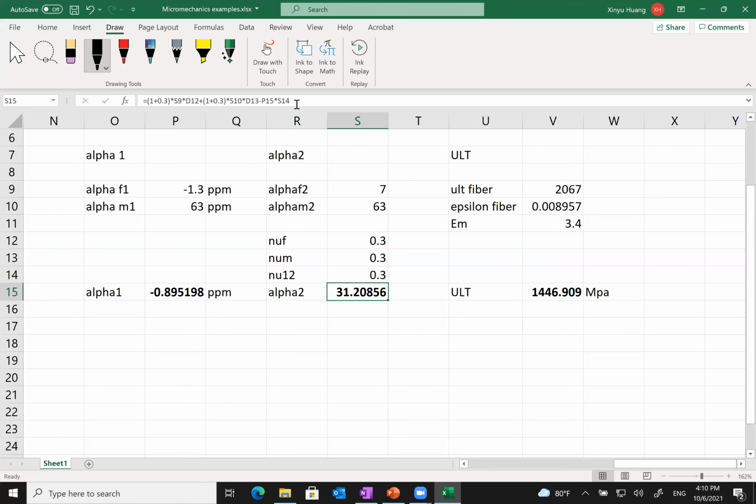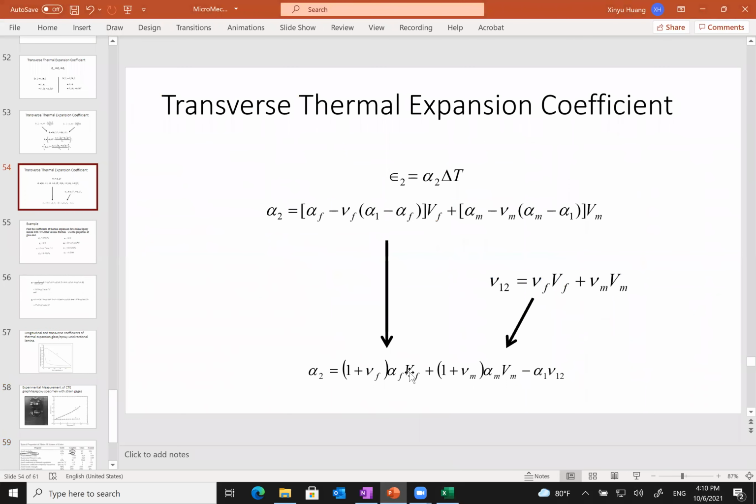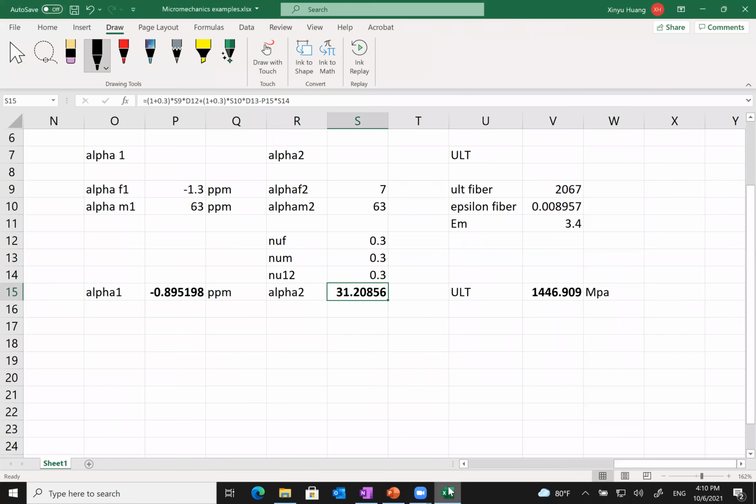And finally, this is the equation for estimating alpha 2. It's this equation that I used. You put everything in, and it turned out to be 31.2 in the 2 direction. Again, you can see the 2 direction is a lot higher than the 1 direction because of the matrix contribution, and also because the fiber actually expands +7 in that direction. ppm. All right. Any questions? Make sense?